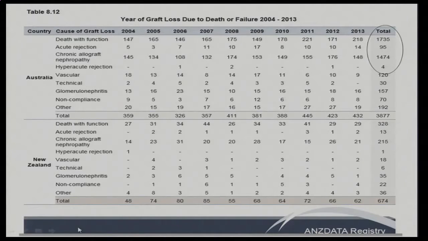Just to show, this is ANZ data. This is our registry that we've got in Australia, New Zealand dialysis transplant registry. This is showing graft loss, showing the reasons for that, and you can see that death with a functioning graft is a major cause, as is chronic allograft nephropathy, and I've showed you the reasons for that. So this is now borne out in our registry data.